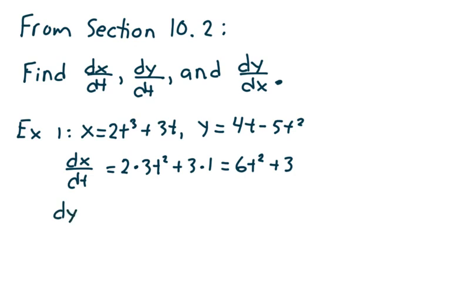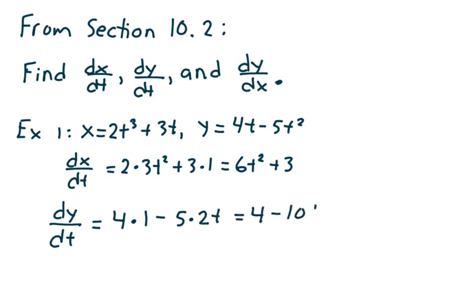dy/dt, well, that's equal to 4 times the derivative of t with respect to t, which is 1, minus 5 times the derivative of t squared with respect to t. That's equal to 2t. So this is 4 minus 10t.